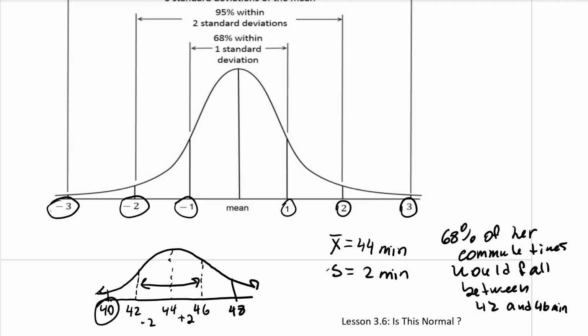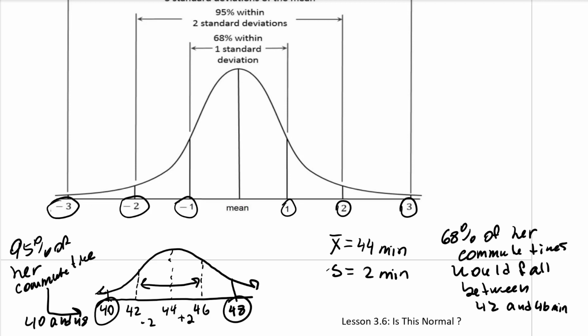Now, that means that 95% of her commute times will fall between 40 and 48 minutes. So we can say with 95% confidence that it's going to take her between 40 and 48 minutes. That way, she would know when to leave and never be late. You just add an extra 10 minutes to your commute and then you're good. You will never be late just because of this statistical observation, which is pretty powerful.